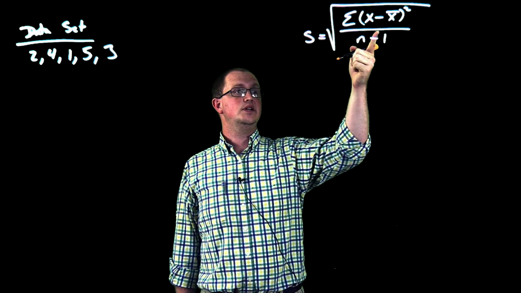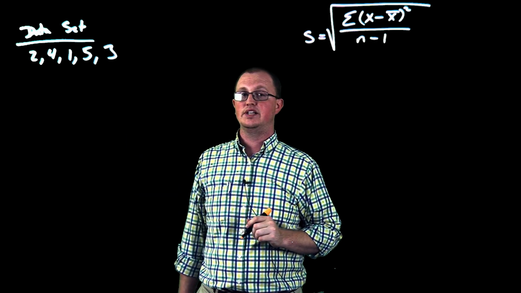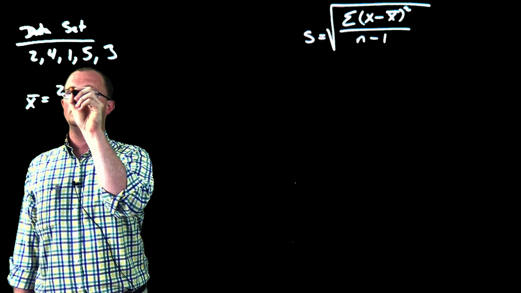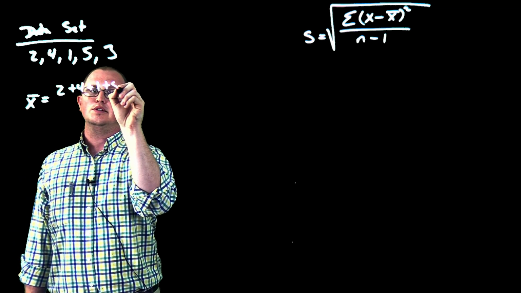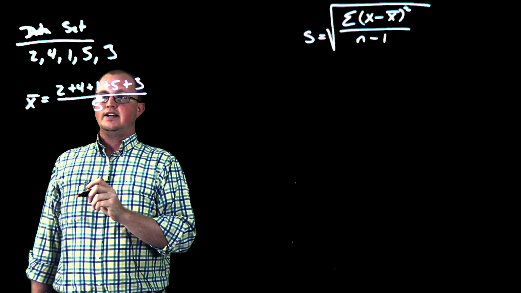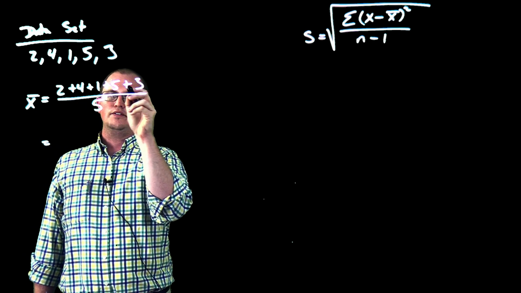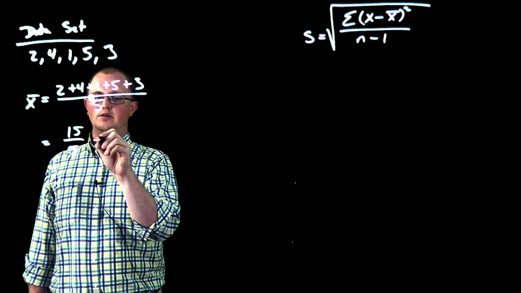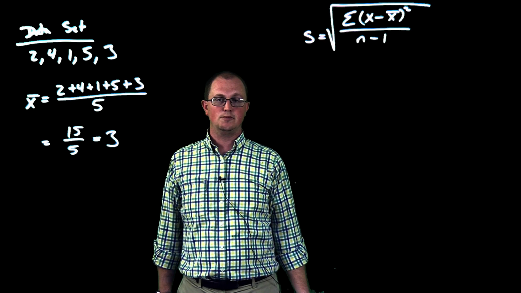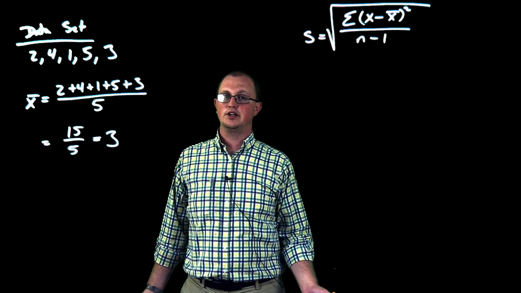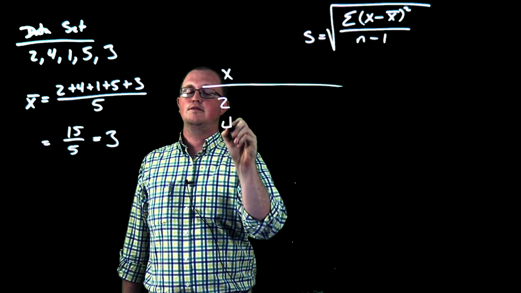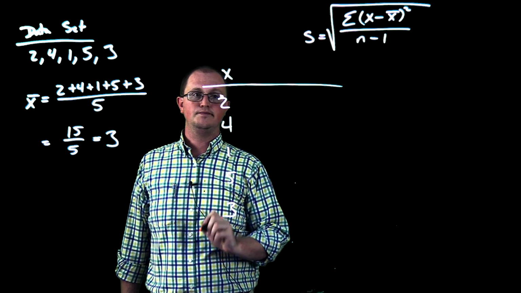So the first thing that we need is our x bar. So we have a data set and we need to know what its average is. So in this case, x bar is equal to 2 plus 4 plus 1 plus 5 plus 3, all divided by 5. And in this case, we get 6, 7, 10, 15 over 5 or 3. So that means our sample average here is 3. So we start the table just like we did with looking at our classes. Let's start with our x's. So our x's in this case are 2, 4, 1, 5, and 3.